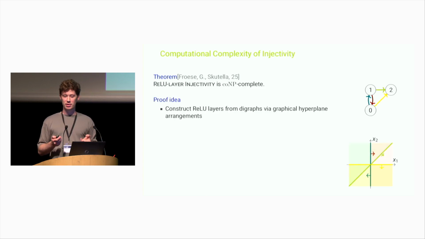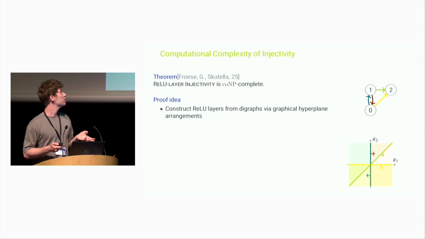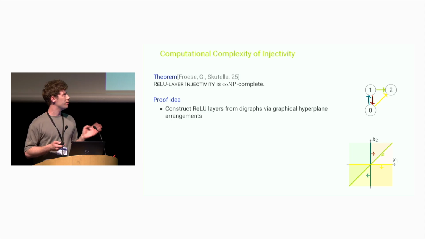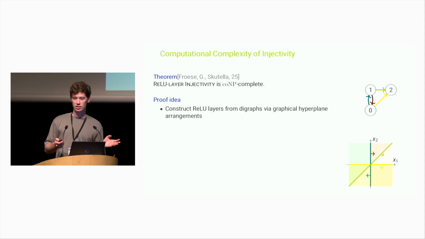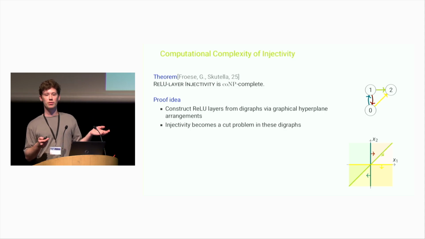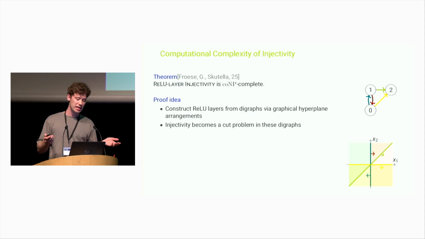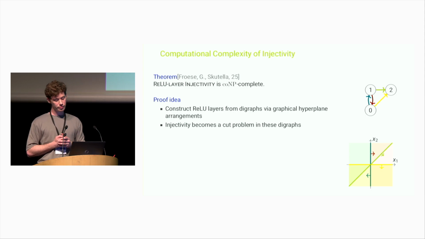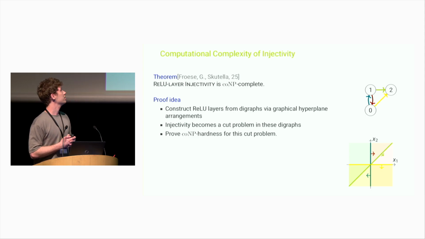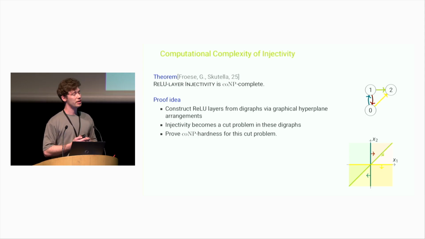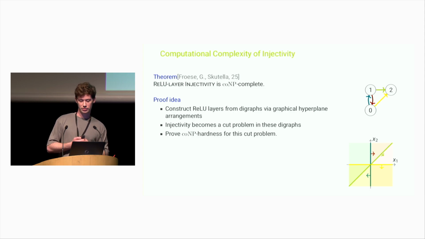So the key step is that we construct certain ReLU layers from given digraphs via so-called graphical hyperplane arrangements. And then this allows us to interpret injectivity of these constructed ReLU layers purely in terms of the underlying digraph. So deciding injectivity becomes a certain cut problem in these digraphs. And then we show hardness for this cut problem, which then transfers to the hardness of deciding injectivity for the ReLU layers.